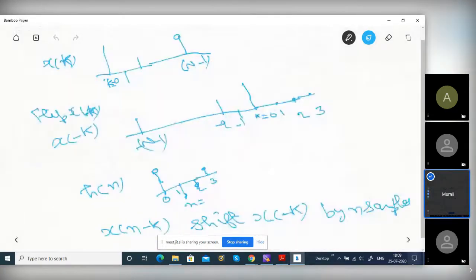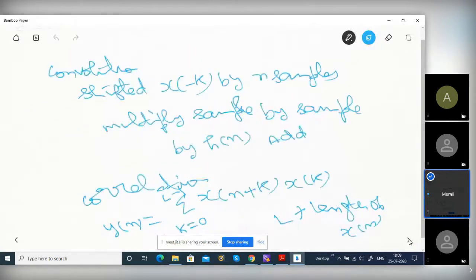So this convolution is pretty clear, right? Convolution is possible if the system is linear and time invariant.